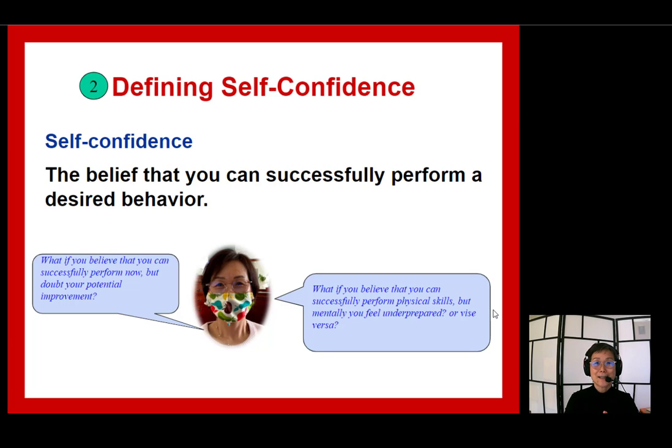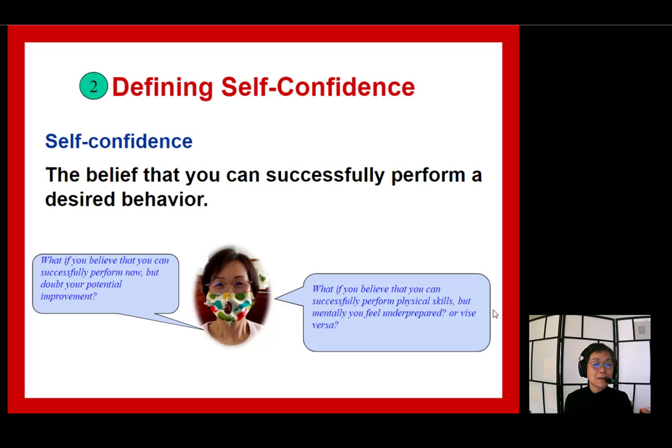However, I have 2 questions, as you can see on the slide. The first question is, what if you believe you can do it now, but you don't know whether you can continue to improve or be able to do it tomorrow or a week later? Or vice versa, the reverse way: I cannot do it today, my confidence is not there, but I am pretty confident some days later. Do you see that?